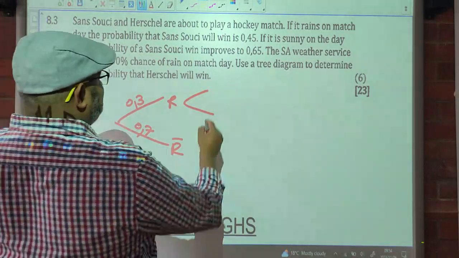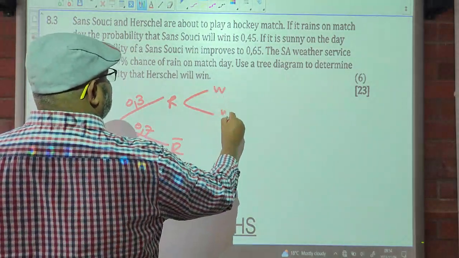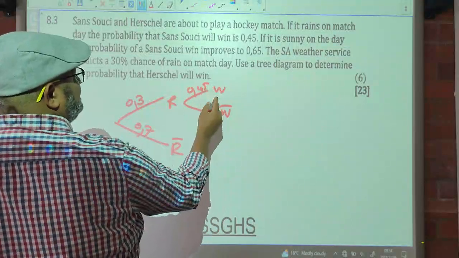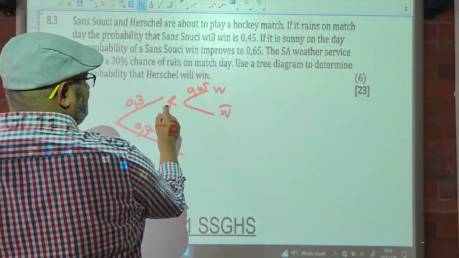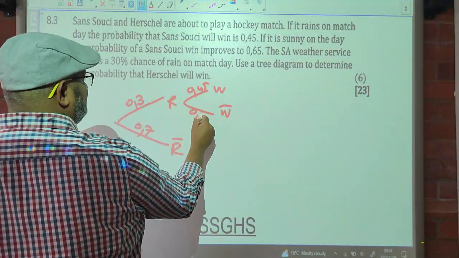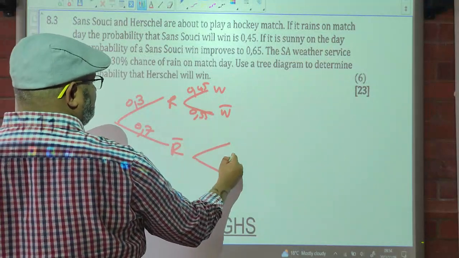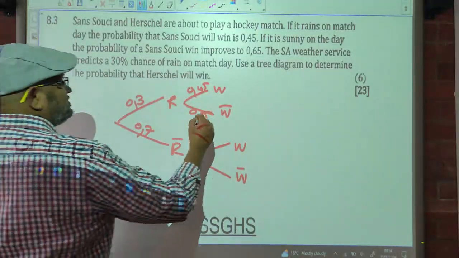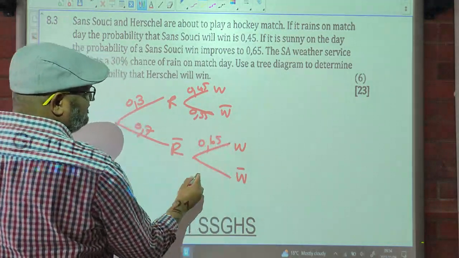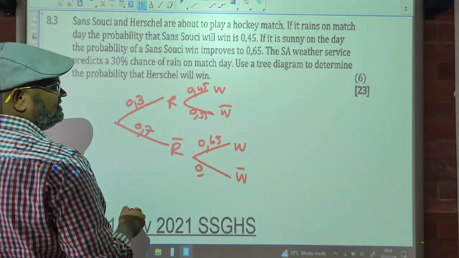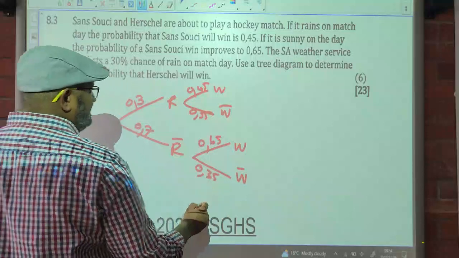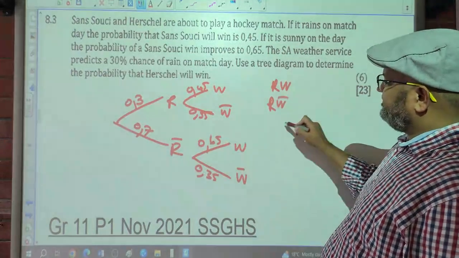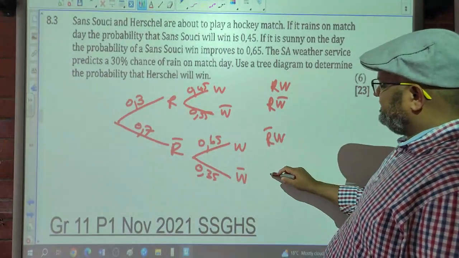Susie winning is 0.45. If it rains, and not winning is 0.55. If it does not rain, the probability increases to winning 0.65 and not winning 0.35. So in other words, my outcomes are rain, win, rain, not win, not rain, win, not rain, not win.